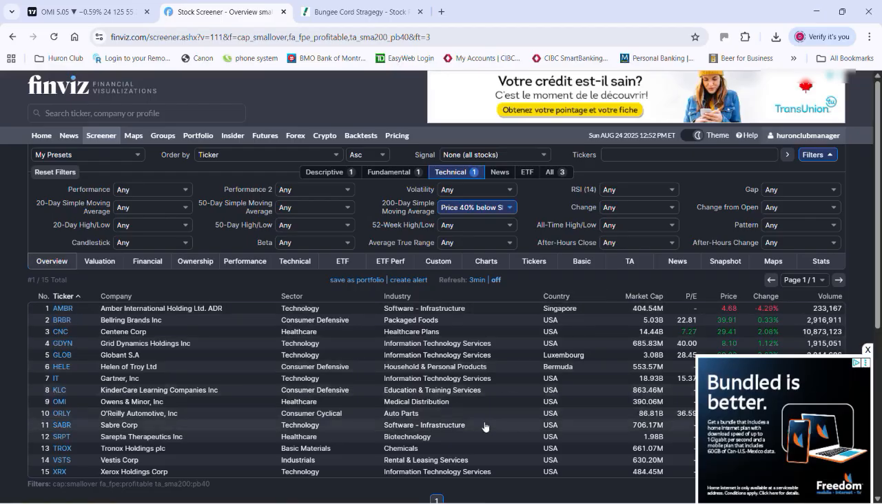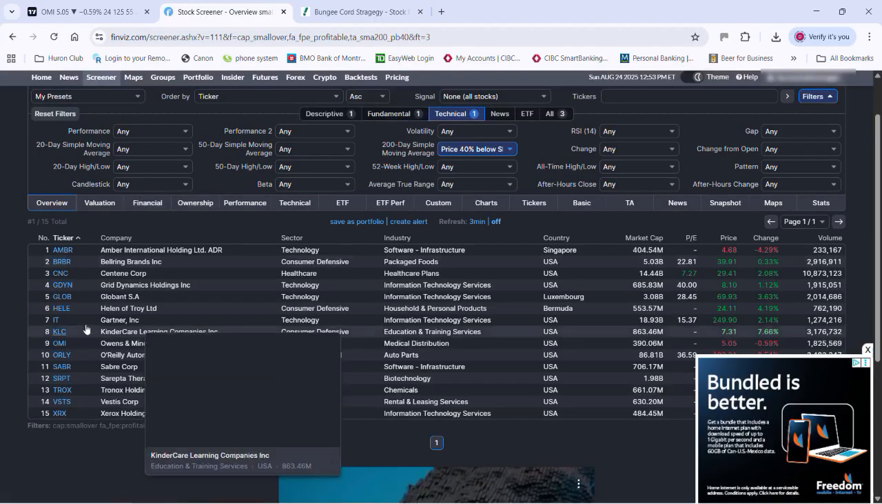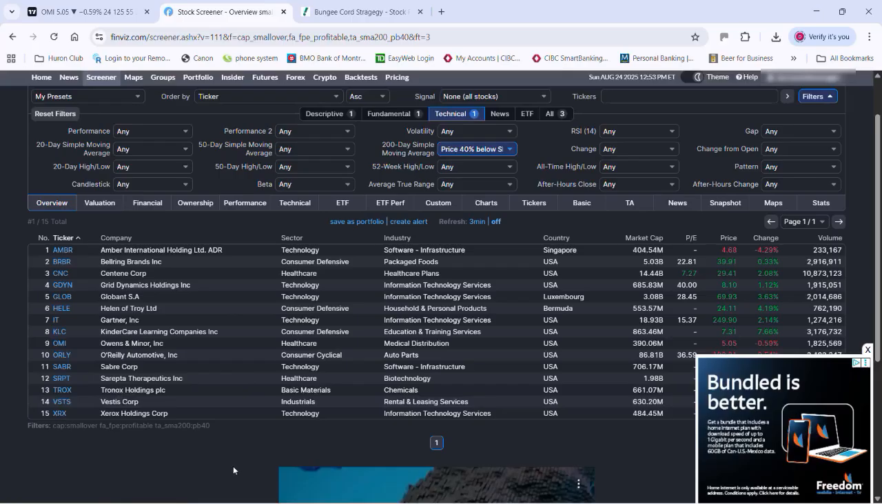So here's the stocks we're playing with. I enter the criteria, I pull up a screener, and these would be the stocks I'm then going to look at to be part of this strategy. Now, I've already looked at a bunch of these.